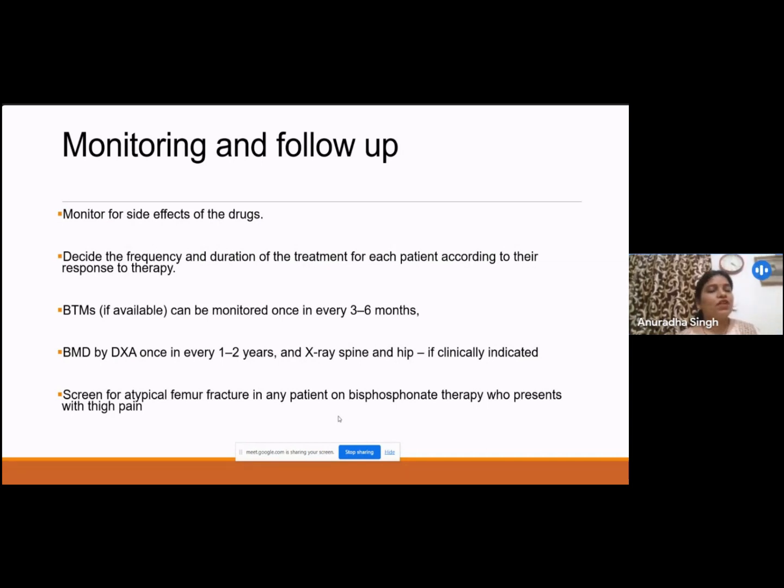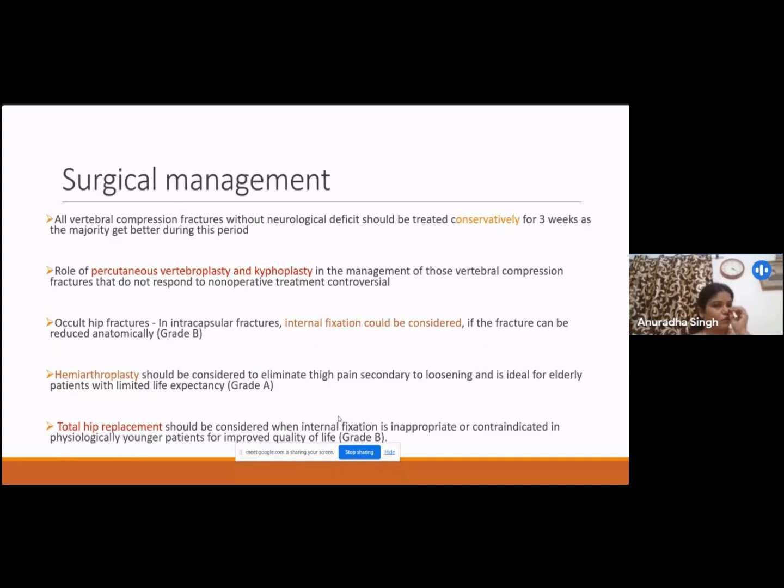Bone turnover markers are to be done every 3 to 6 months if they are available. Bone mineral density by DEXA scan every 1 to 2 years, and X-ray of spine and hip if they are clinically indicated. And we really need to screen them for atypical fractures if the patient is on bisphosphonate therapy for long and they present with thigh pain or acute pain.